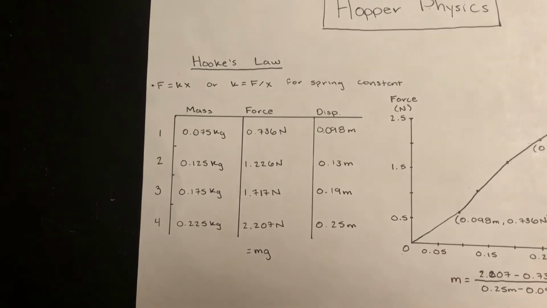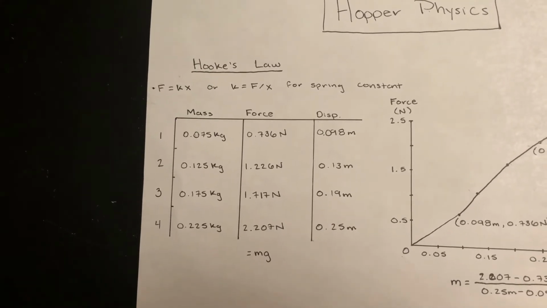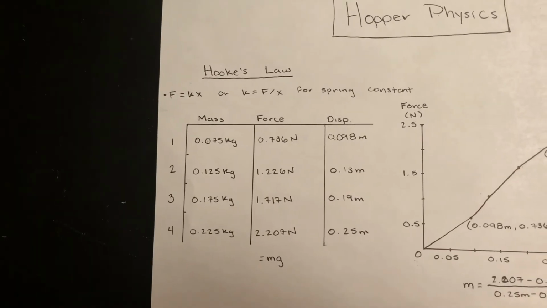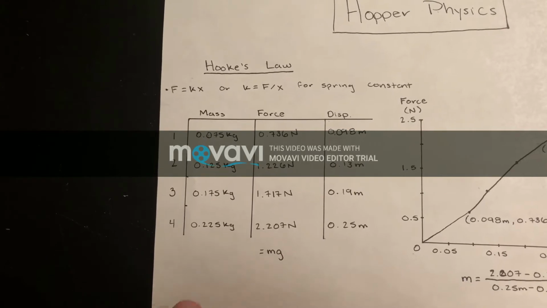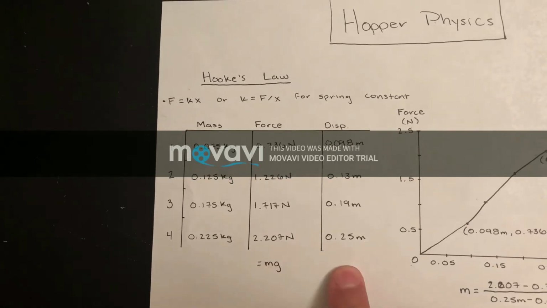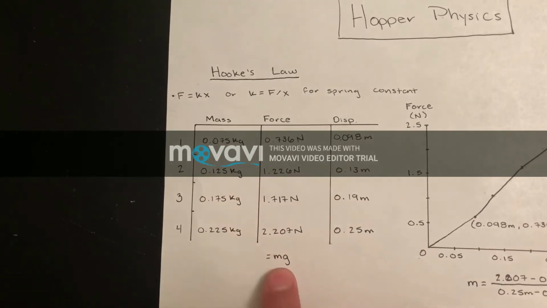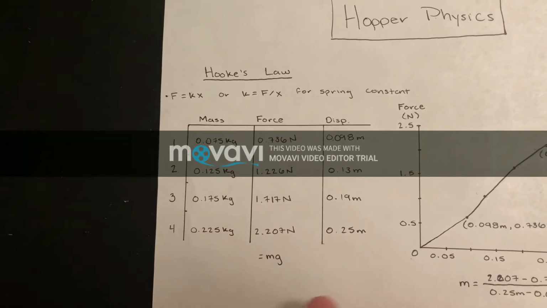We start off with Hooke's law to find the spring constant. Hooke's law states that the force is equal to the constant times the displacement. Here we have a chart with mass, force, and displacement. So I actually knew these masses. To find the force and displacement, I had to run an experiment.